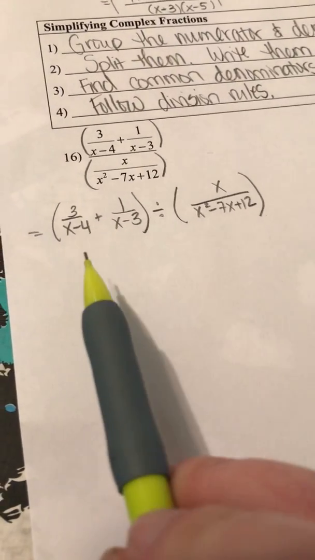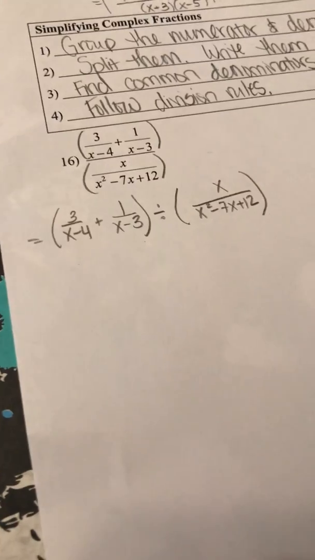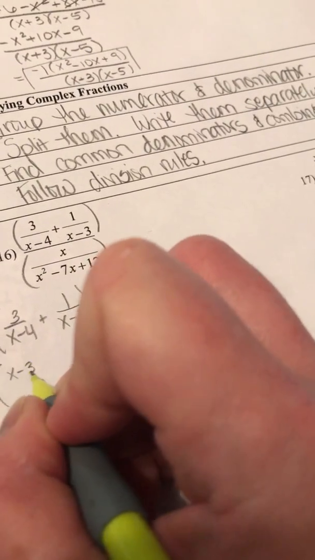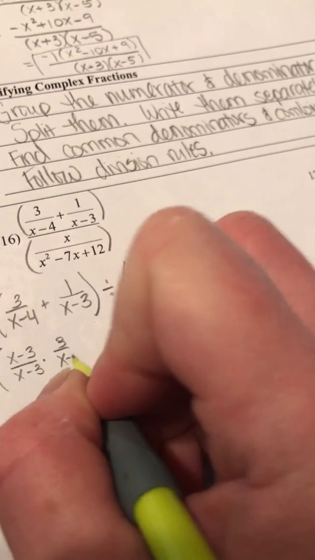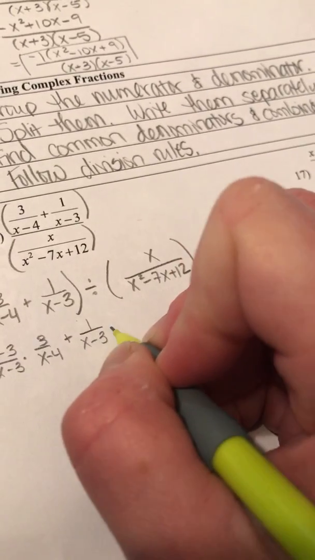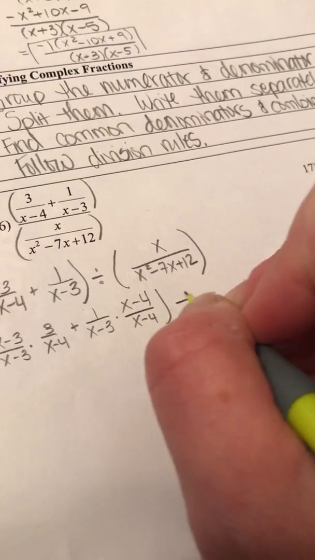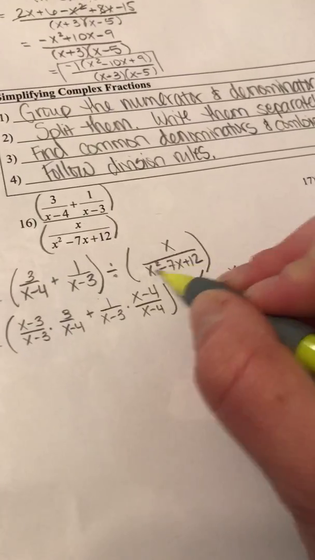On the left side, I have x minus 4 and x minus 3. They have absolutely nothing in common, so I need to get them to be identical. So I'm going to multiply x minus 3 over x minus 3 to the left fraction. And then I'm going to multiply x minus 4 over x minus 4 to the right fraction. Still being divided by x over, and let's factor this, why not?